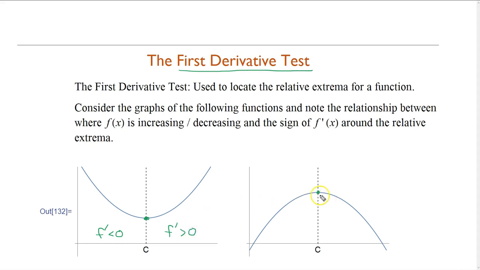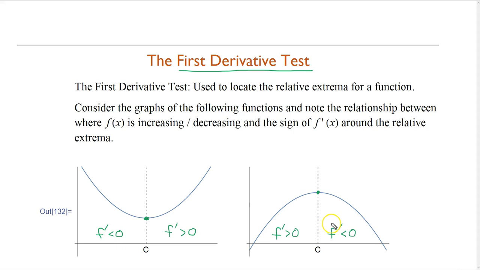For the other one that has the relative maximum, notice that to the left of c, our function is increasing, so that means our derivative will be positive. And to the right of c, our function is decreasing, so that means that our derivative will be negative.